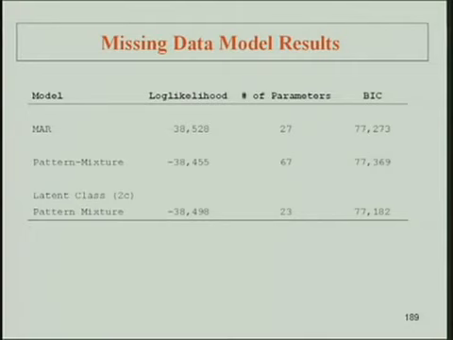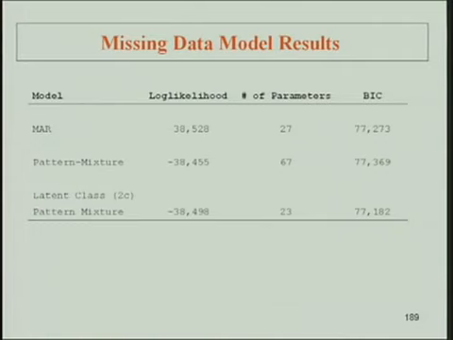So if you look at the BIC, which is the lowest, it looks like MAR is better than pattern mixture, but the latent class pattern mixture is the best of them all. So it has both a relatively high likelihood and not too many parameters. The problem, if you look at it carefully: MAR has minus 38,528 in likelihood. Pattern mixture has minus 38,455. This is a higher likelihood for pattern mixture.